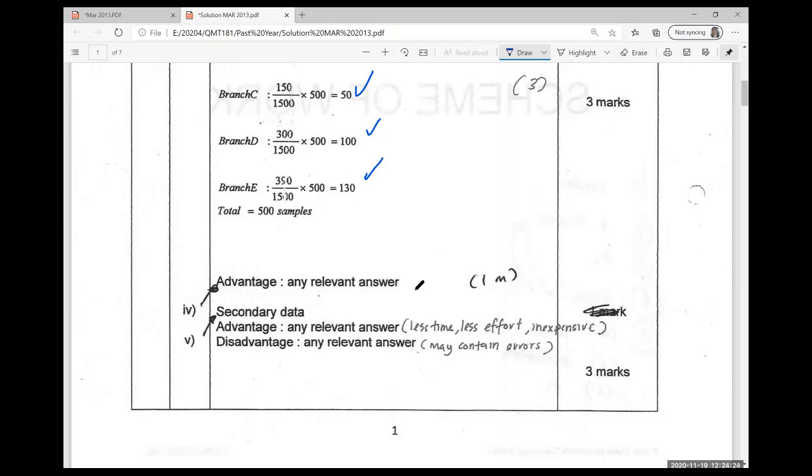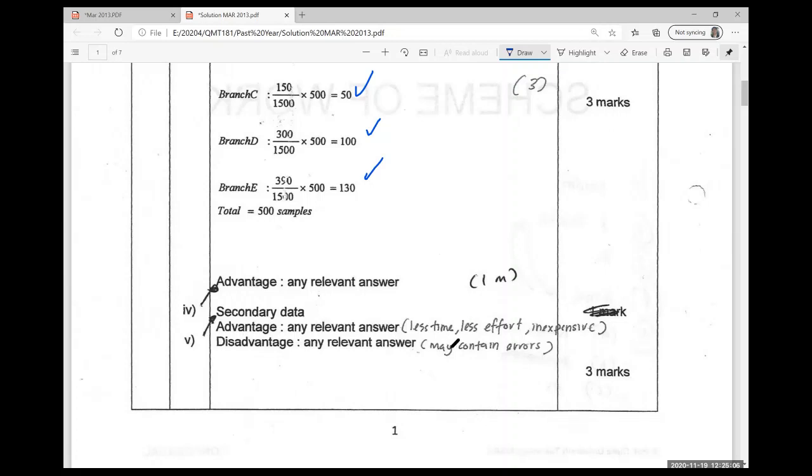For the source of data, it will be secondary data, because you don't have to interview the sample respondents. You just need to know who your respondents are and then check the record. The manager has all the records for the leave taken by its employees. So you don't need to do face-to-face interviews or anything. In this case, you just take it from secondary data. So that is for the type of data source and also the advantage and disadvantage. Again, any relevant answer.